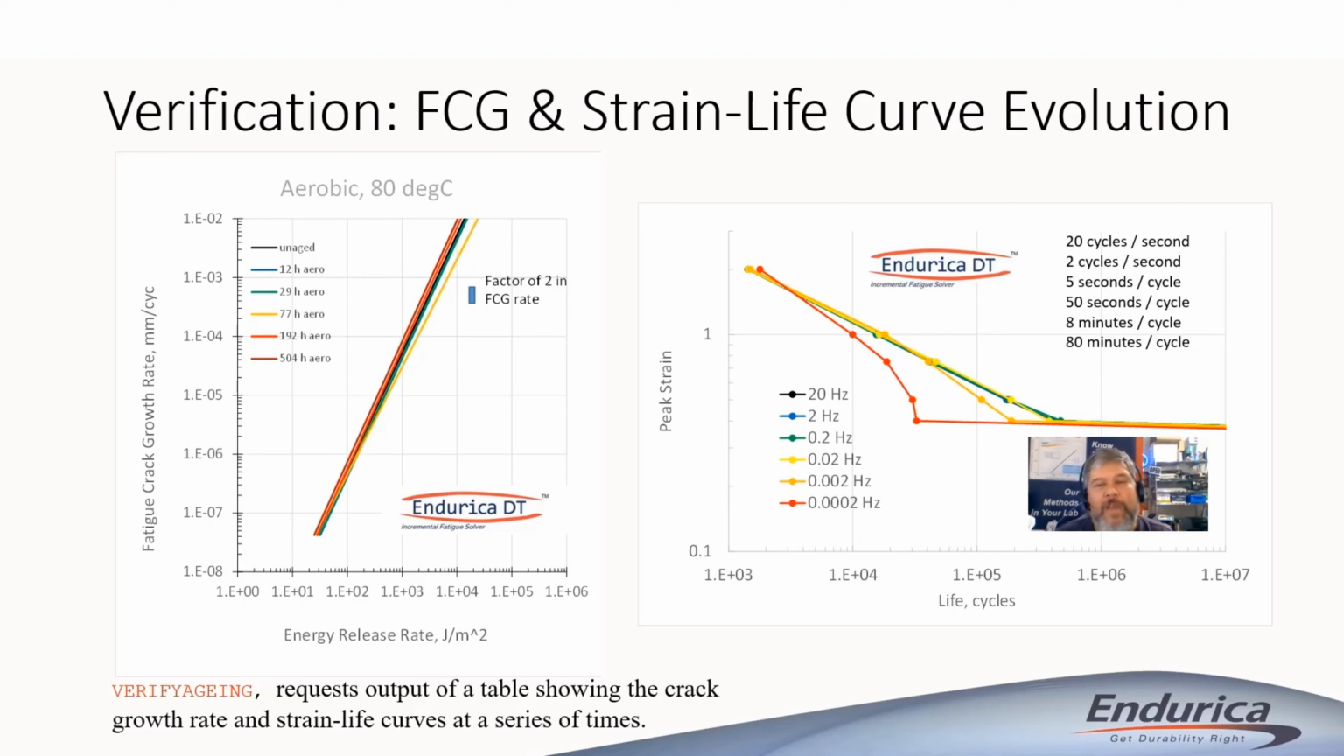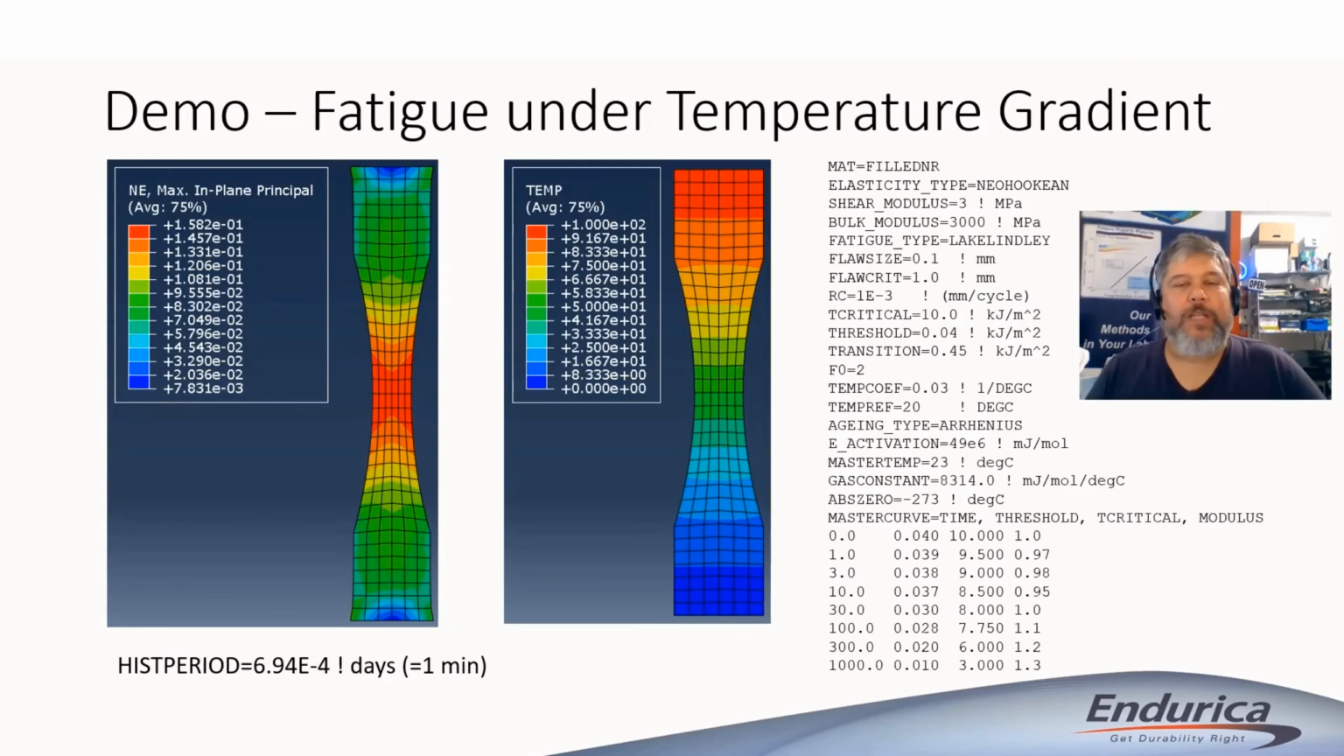But if you run the calculation at lower rates, say 0.02 hertz and below, right, that's 50 seconds per cycle and slower, then you can start to see a significant impact, particularly when you have long life and a slow cycle rate. So for example, the red curve has a much shorter fatigue life for a given strain level than the unaged material. Let's do an example.